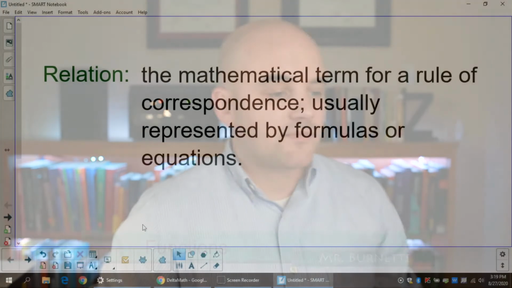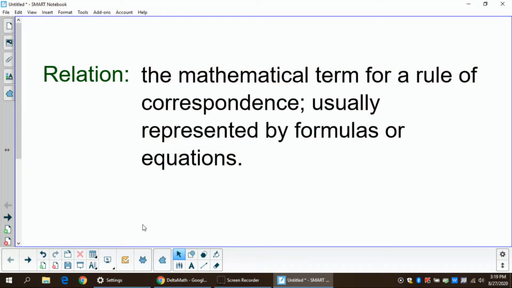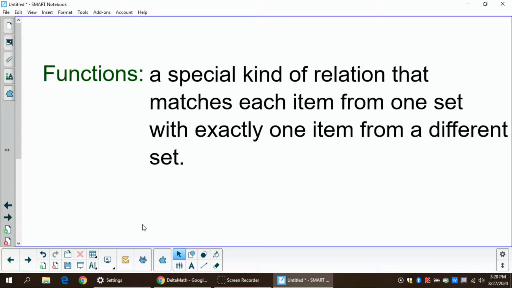So if we look at the definition of a relation, it's the mathematical term for a rule or correspondence. It's usually represented by formulas or equations. Now, that's a fancy way of just saying it's a set of numbers. So it's just one set of numbers that is somehow related to another set. It doesn't mean it's a function or not. It's just a bunch of ordered pairs or just a group of numbers that we relate to another group of numbers.